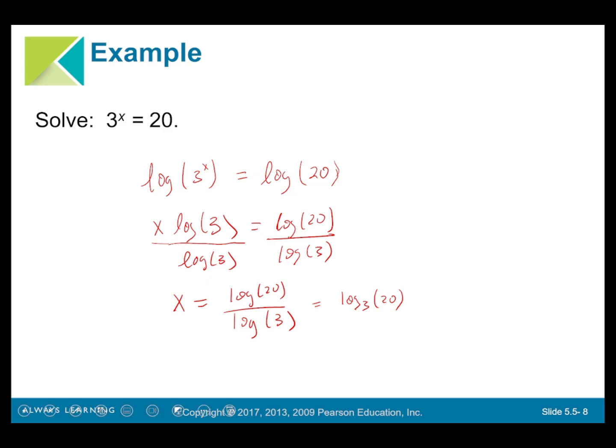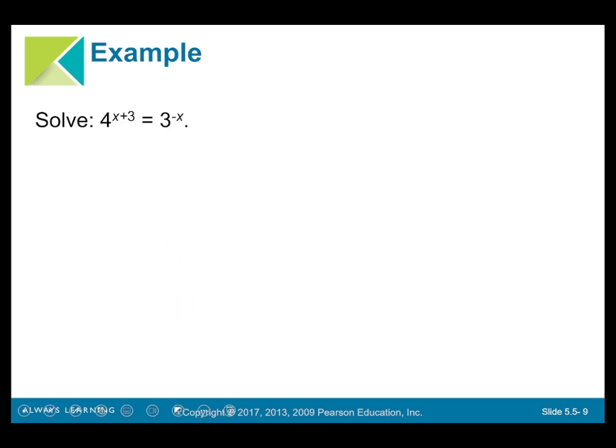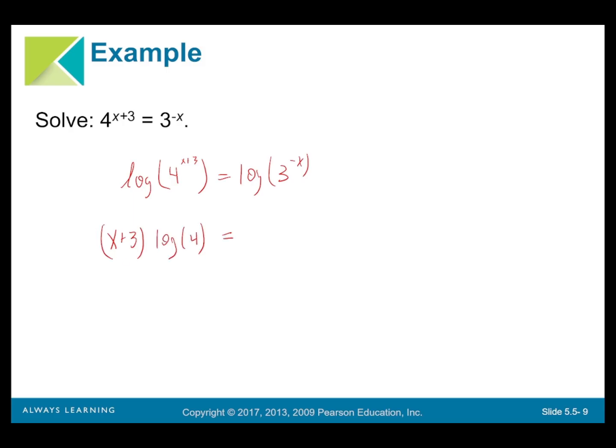All right, moving on. Here's our next problem. Again, our bases don't really match, and we have x's in the exponent that we need to solve for. So let's take the log of both sides. Log of 4 to the x plus 3 equals log of 3 to the minus x. Then we can take our x out of the exponent and move it to the front. So we get x plus 3 times log of 4 equals negative x times log of 3.